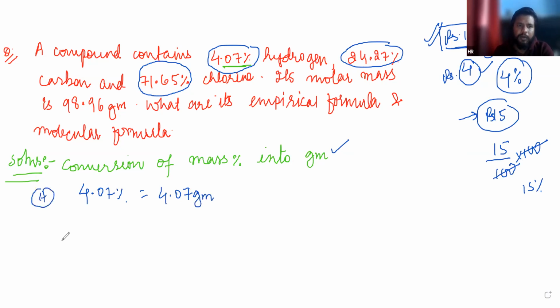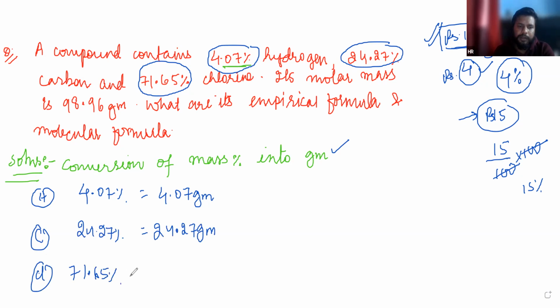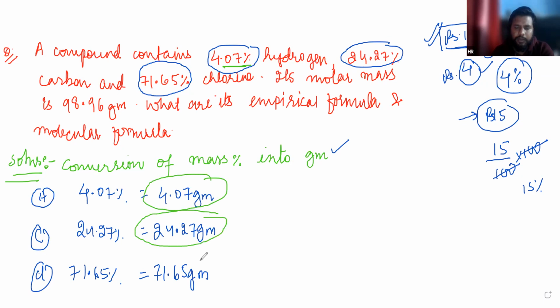That is hydrogen. What about carbon? Carbon is 24.27%. That will be equal to 24.27 gram. And what about chlorine? Chlorine is 71.65%. That will be equal to 71.65 gram. Now see, it's all mass, this is all given mass. This is step 1, in which we convert mass percent into grams.